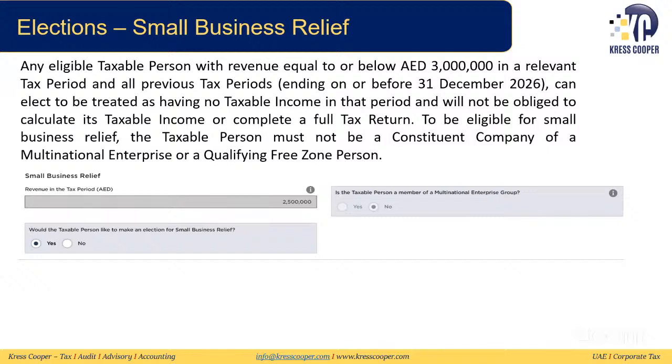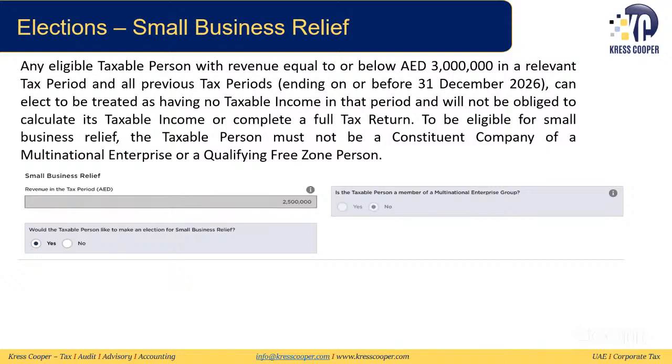We don't know if FTA will extend this for a shorter period of time as well, or end it on 31st December 2026. But this is where it is available till now. If you select this, you see that it is also correlating to the question we answered before about the multinational enterprise group: if you are part of a multinational enterprise group, you cannot have the small business relief. So it is taking this question from what we answered in the previous section, and it will not give you the small business relief if you have answered yes. Since we have answered no, it is popping up this question here.